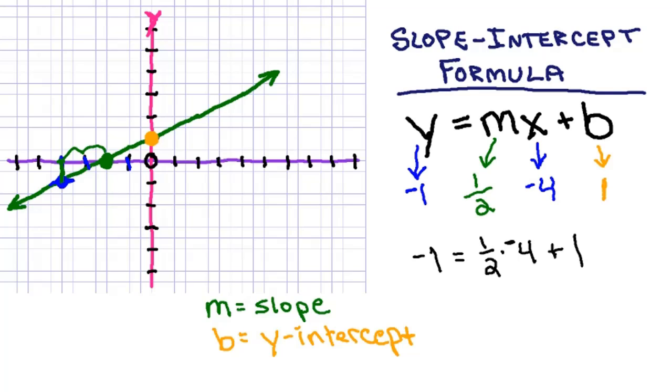So let's work this out just to make sure that we did this right, that this formula is correct. First we're going to take 1/2 times negative 4. So 1/2 times negative 4 is going to be negative 4 over 2, which is equal to negative 2.